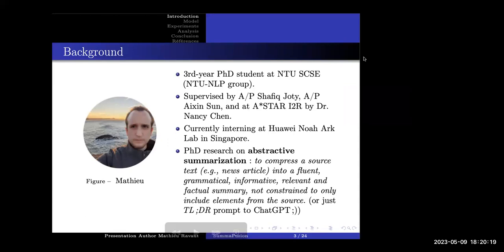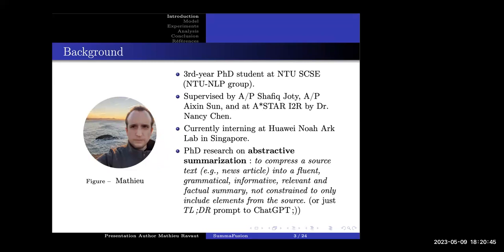Just about myself, I'm a third-year PhD student here at NTU SCSE. I'm in the NTU NLP group. I'm supervised by Prof. Jyoti and Prof. Sun. I'm also attached at A*STAR, I2R, where I'm supervised by Nancy Chen. I'm currently doing an internship at Huawei Noah's Ark lab in Singapore. And my PhD research from day one has been on this following topic, which is abstractive summarization.